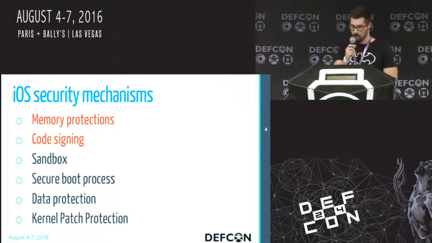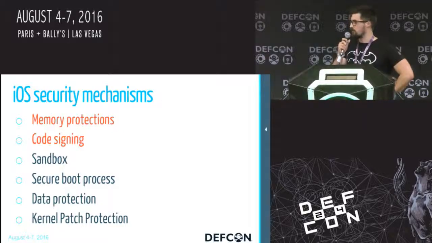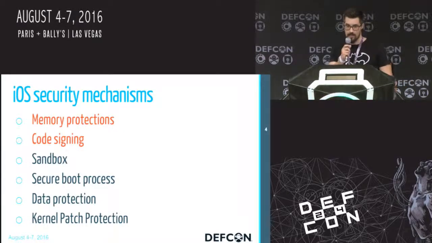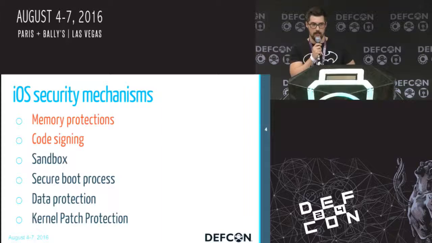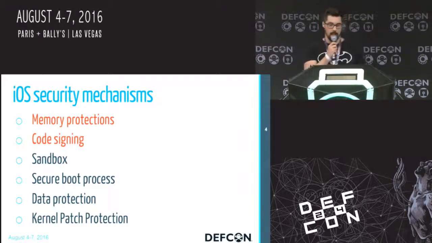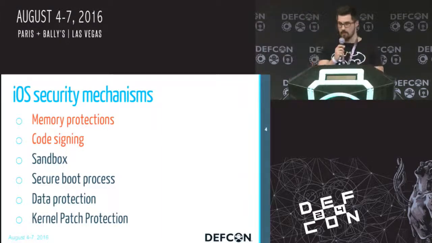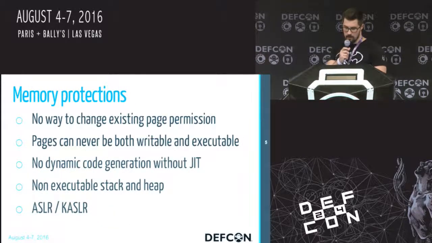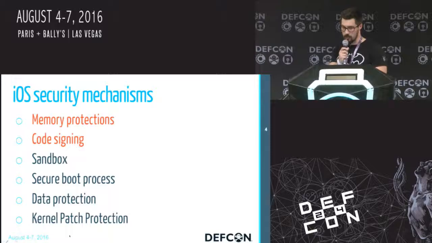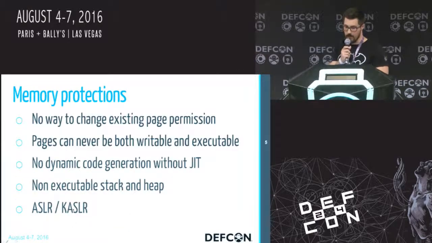Data protection, which is hardware-based encryption for data at rest, and kernel page protection. It's a new technique debuted in iOS 9. It's a special patch guard that lives in the kernel, in the ARM TrustZone, and continuously checks the kernel integrity. So the most interesting for us are the first two, memory protection and code signing. I will focus on them today.